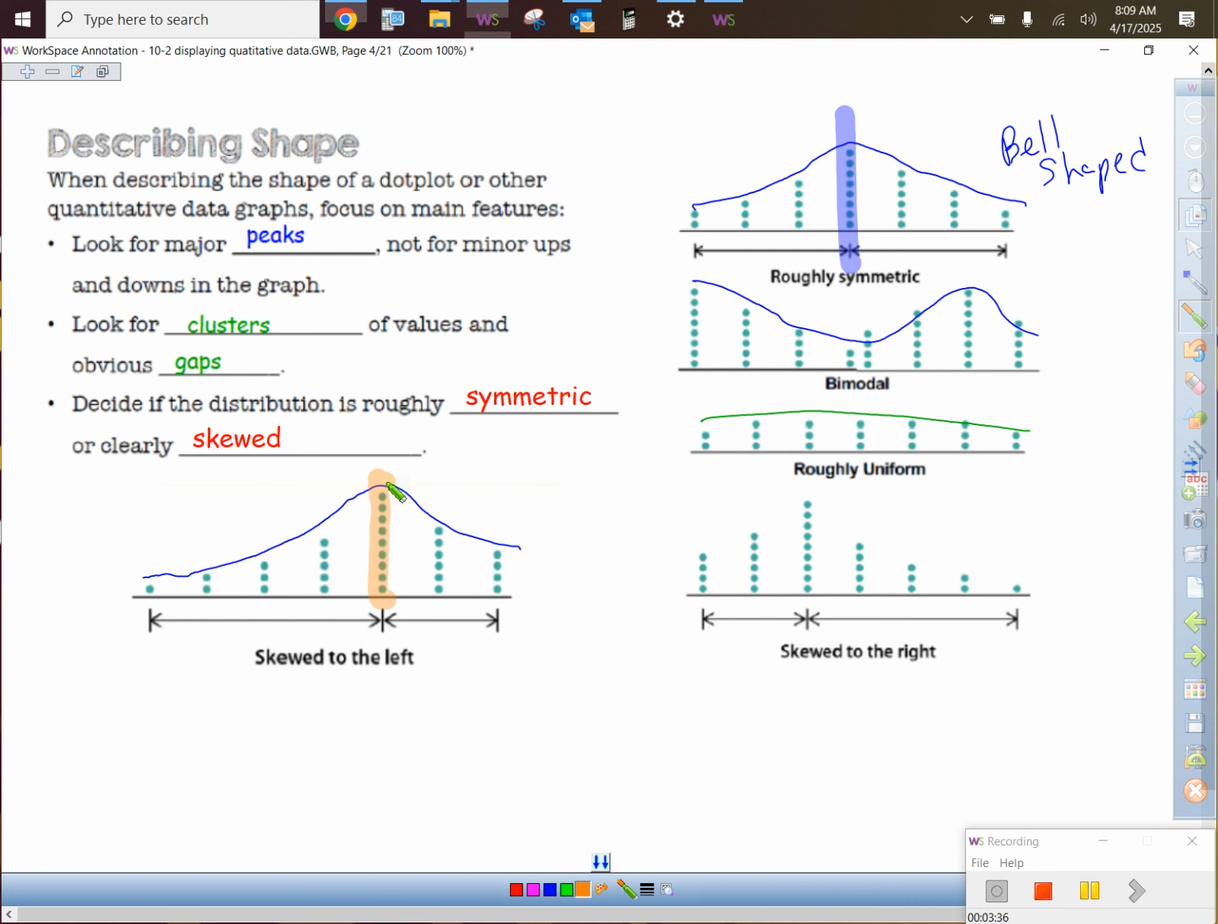So let me ask you this. What if we took the average of our ages in here, but only students, right? What would that average roughly be? 14 to 15. Are you with me on that?